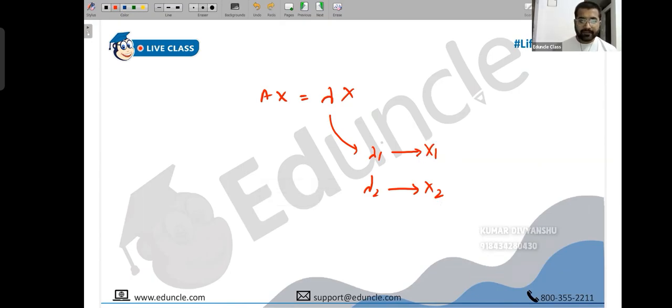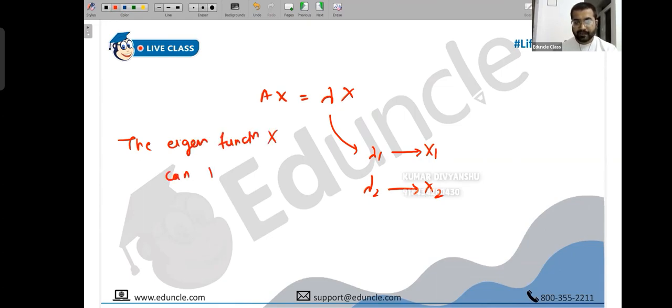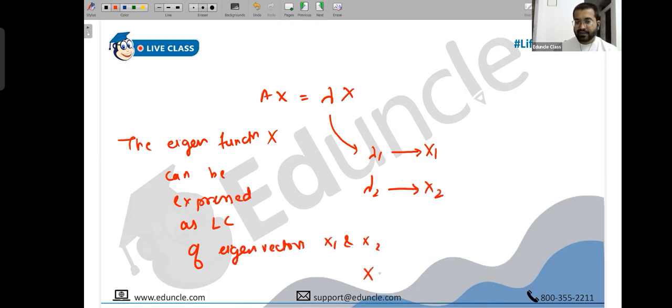There is a very interesting property that happens. I'm not sure if you're aware of this or not. People, these eigenvectors can be expressed as a linear combination. The eigenfunction x can be expressed as a linear combination of eigenvectors x1 and x2. So you can write x as c1 x1 plus c2 x2. We can check this also later in the second half.